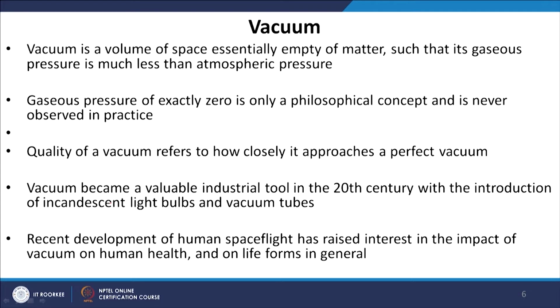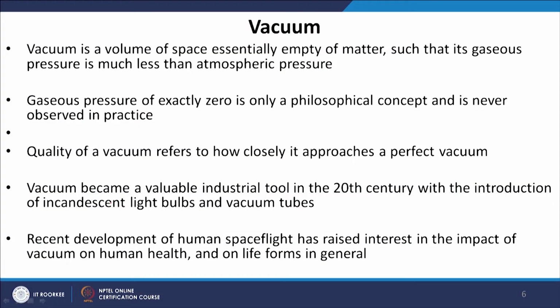Quality of vacuum refers to how closely it approaches a perfect vacuum. So, when we say that it is a perfect vacuum, that means we consider that the effective density of gas molecules is almost 0, and how good our experimental system is determines how close it will be to a perfect vacuum. Vacuum became a valuable industrial tool in the 20th century with the introduction of incandescent light bulbs and vacuum tubes.